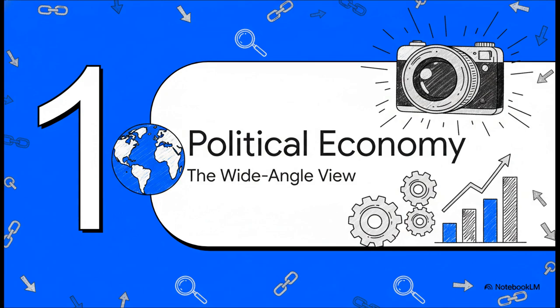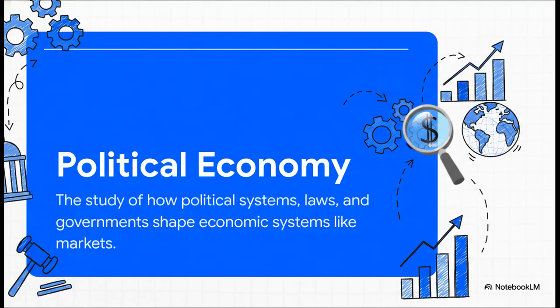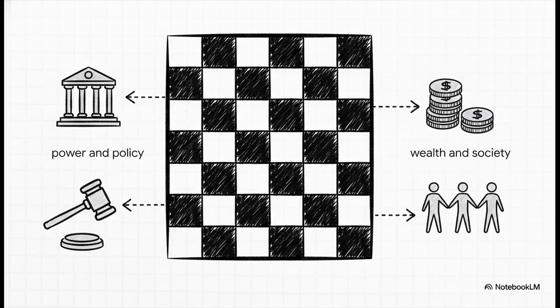This is our wide-angle view. So what exactly is it? Well, at its heart, political economy is the study of how politics, laws, and governments basically build the entire economic world we live in. We're talking everything from the farmer's market down the street to the global economy. The key idea here is you can't separate politics from economics. They're totally intertwined.